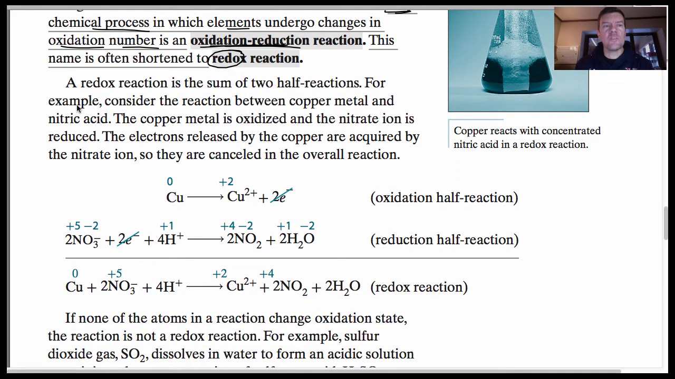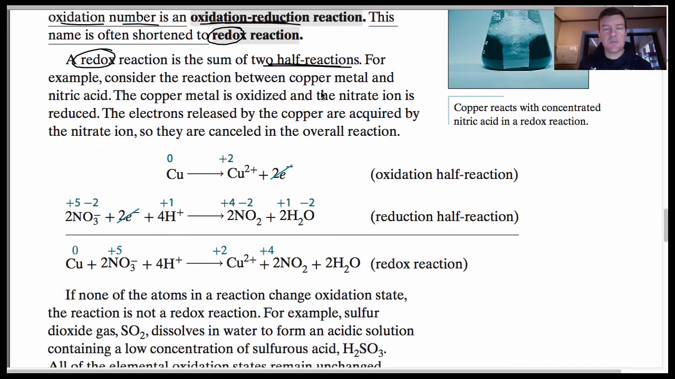And a redox reaction is always two half reactions together. One half of the reaction is something losing electrons. The other half of the reaction is something gaining electrons. Okay? So let's look at this example right here.